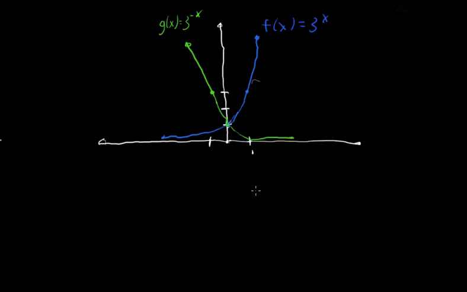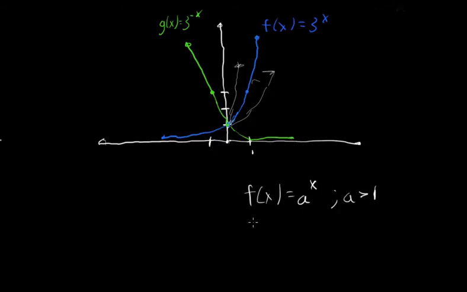And by similar reasoning, any exponential growth curve of the form f of x equals a to the x, and here a is any number bigger than 1, is going to essentially bear the same form as f of x equals 3 to the x. It may be steeper or less steep than f of x equals 3 to the x, depending on what the specific value of a is.